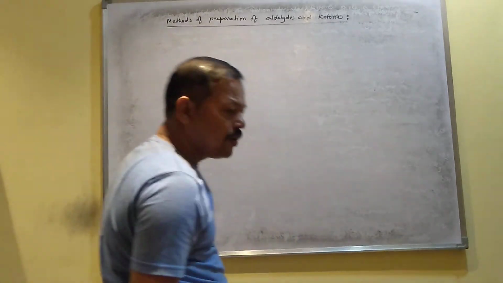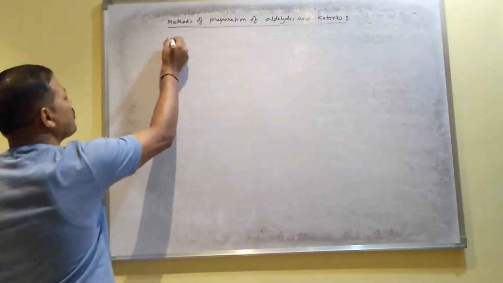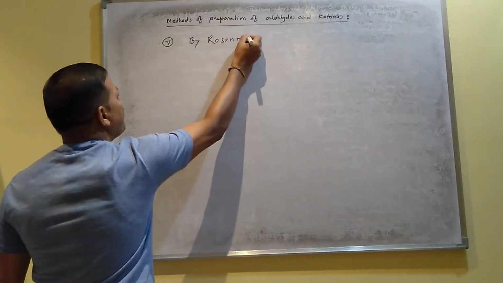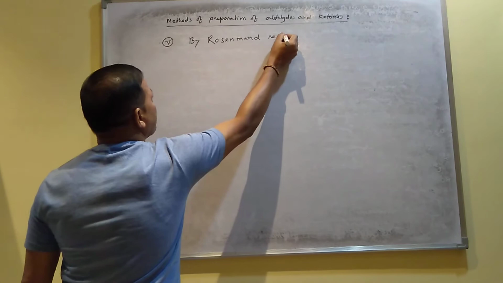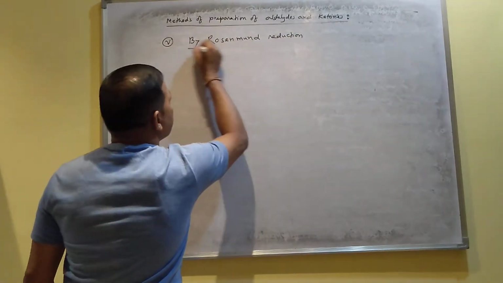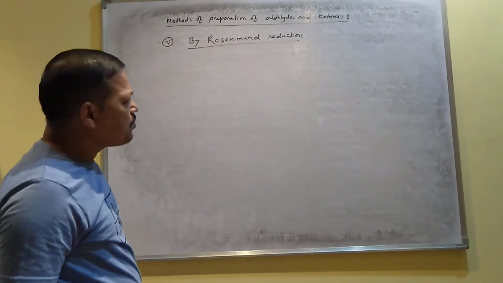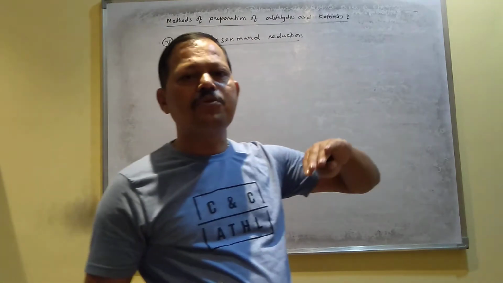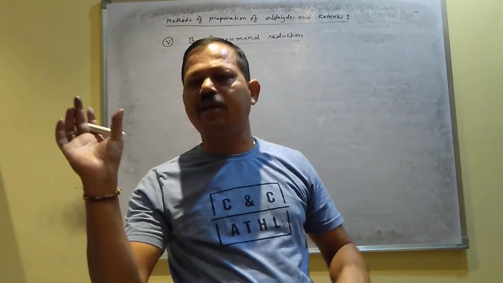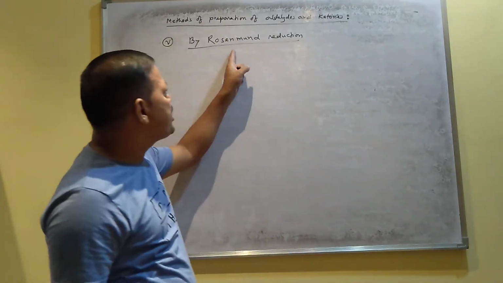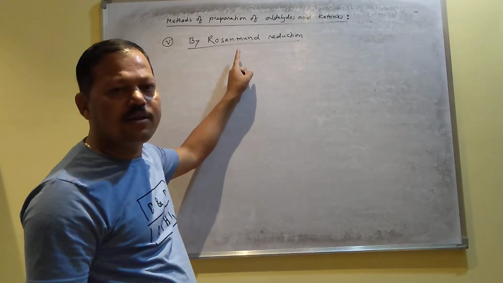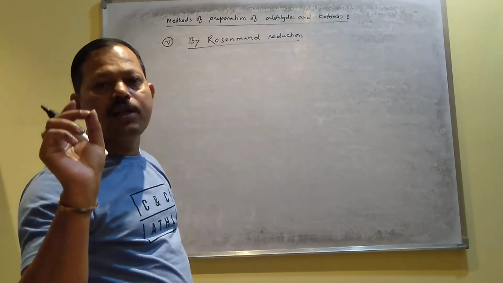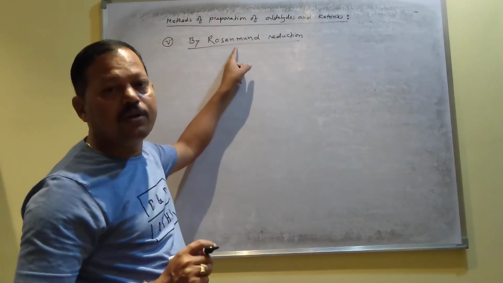Now number 5 method, by Rosenmund reduction. This is one of the important reactions. From all the methods of preparation we have done, you can prepare either aldehyde or ketone depending on the reactant. But Rosenmund reduction is a method by which you can prepare only aldehyde, you cannot prepare ketone.